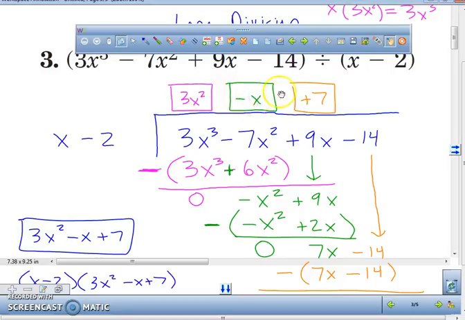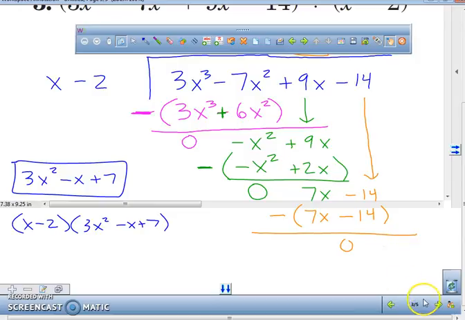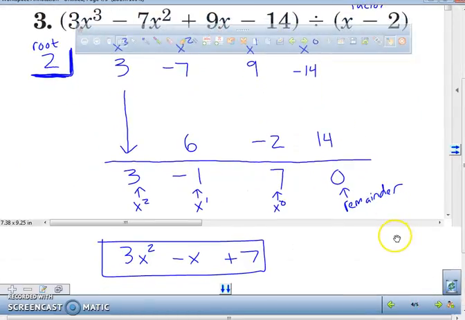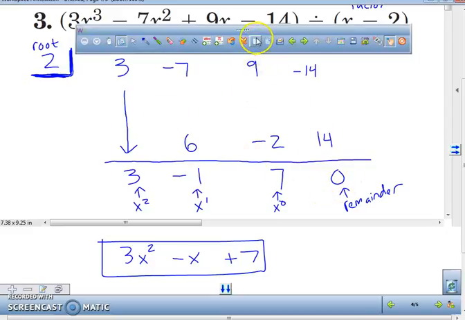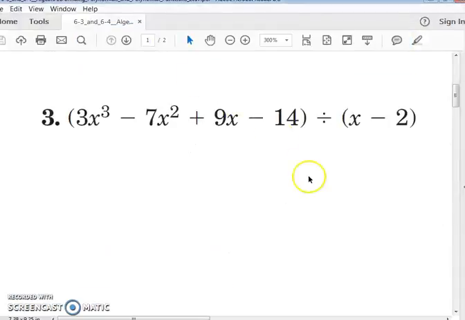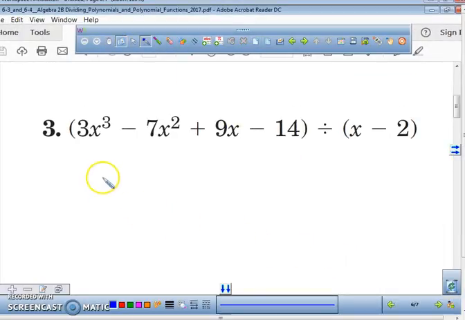3x squared minus x plus 7. Got the exact same answer, but this is just a bit faster. Now, this is the way you'll see in a textbook. You don't have to do this in your journal unless you want to. I'm going to do the same exact problem. But this is what I do, all right?